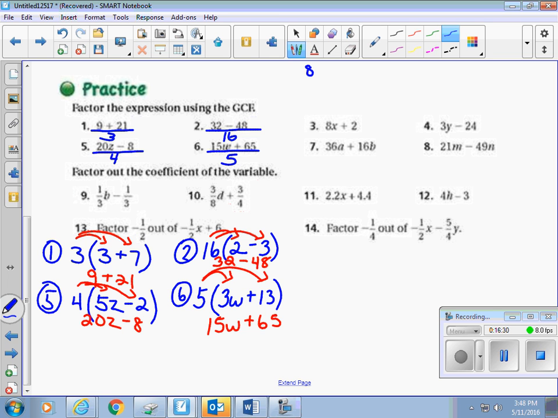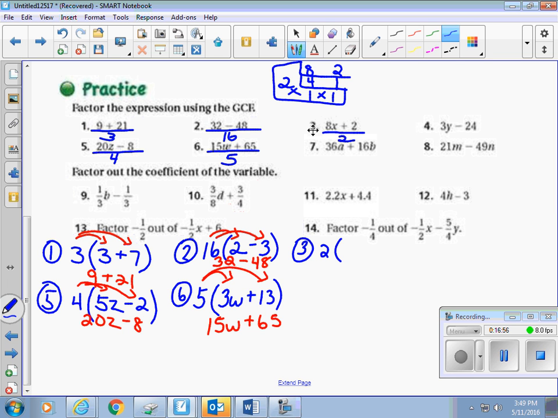So I want to use the ladder method for 8 and 2. What can go into 8 and 2 evenly? 2 can. 8 divided by 2 is 4. 2 divided by 2 is 1. Does anything go into 4 and 1 evenly? Nope, just 1. Bring them down. Close your ladder and multiply. 2 times 1 times 1 gives me a GCF of 2. So for number 3, your first factor is 2.